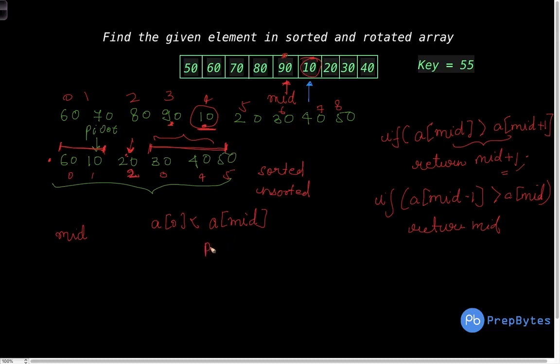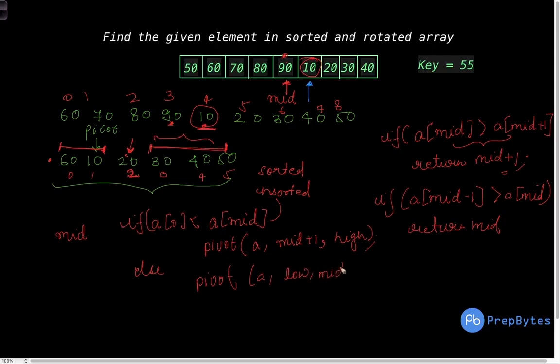So we will call the pivot function, let's say pivot of a comma, and we change our low and high. Our low changes from low to mid plus 1 and our high remains the same. In the other case, else, our pivot will be in the first half, so we will have a comma low comma mid minus 1. So these are the conditions using which we will get our mid, and our pivot.